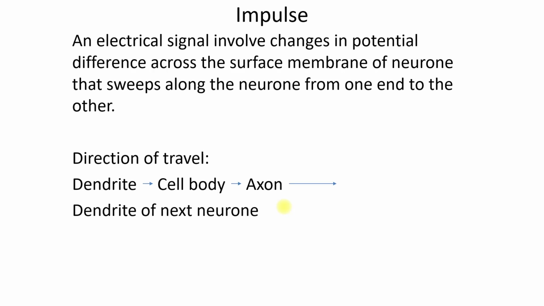First thing is about impulse. Impulse is an electrical signal that involves changes in potential difference across the surface membrane of a neuron that sweeps along the neuron from one end to the other. This is the definition of impulse. If you recall the direction of impulse travel, it goes from dendrite to cell body, and then along the axon, and finally to the dendrite of the next neuron.